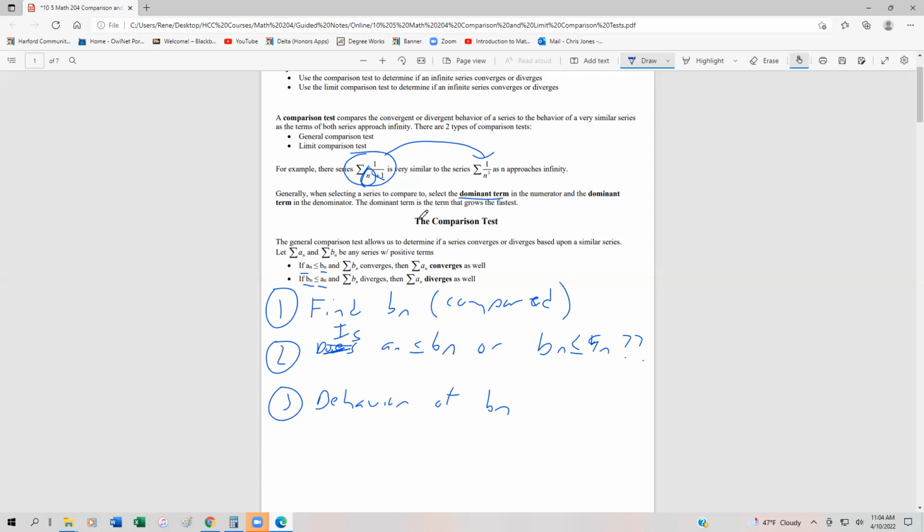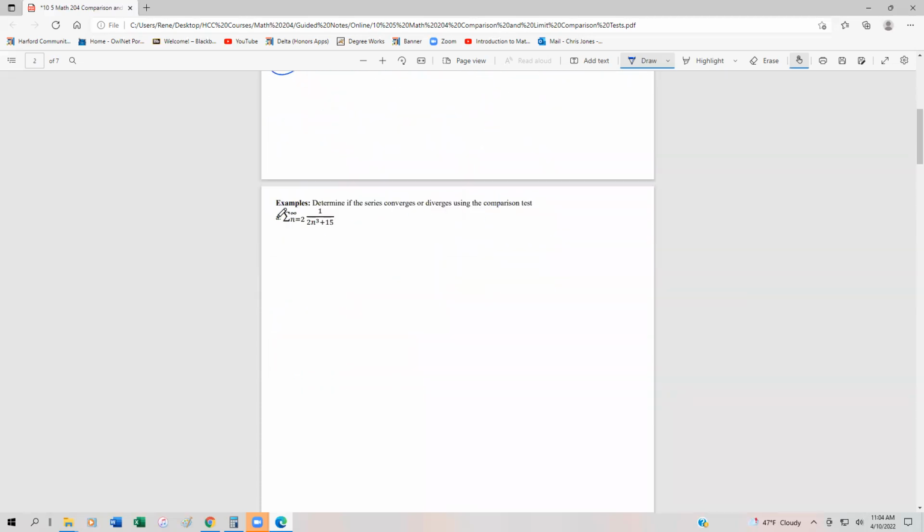So let's start off with an example that's not too bad. We have the series n equals 2 to infinity of 1 over n cubed plus 15. First thing we do is take a look at the numerator and the denominator, and we try to identify the dominant terms. The only thing that we really have to worry about is this n cubed. So I'm going to compare this to the series n equals 2 to infinity of 1 over n cubed.